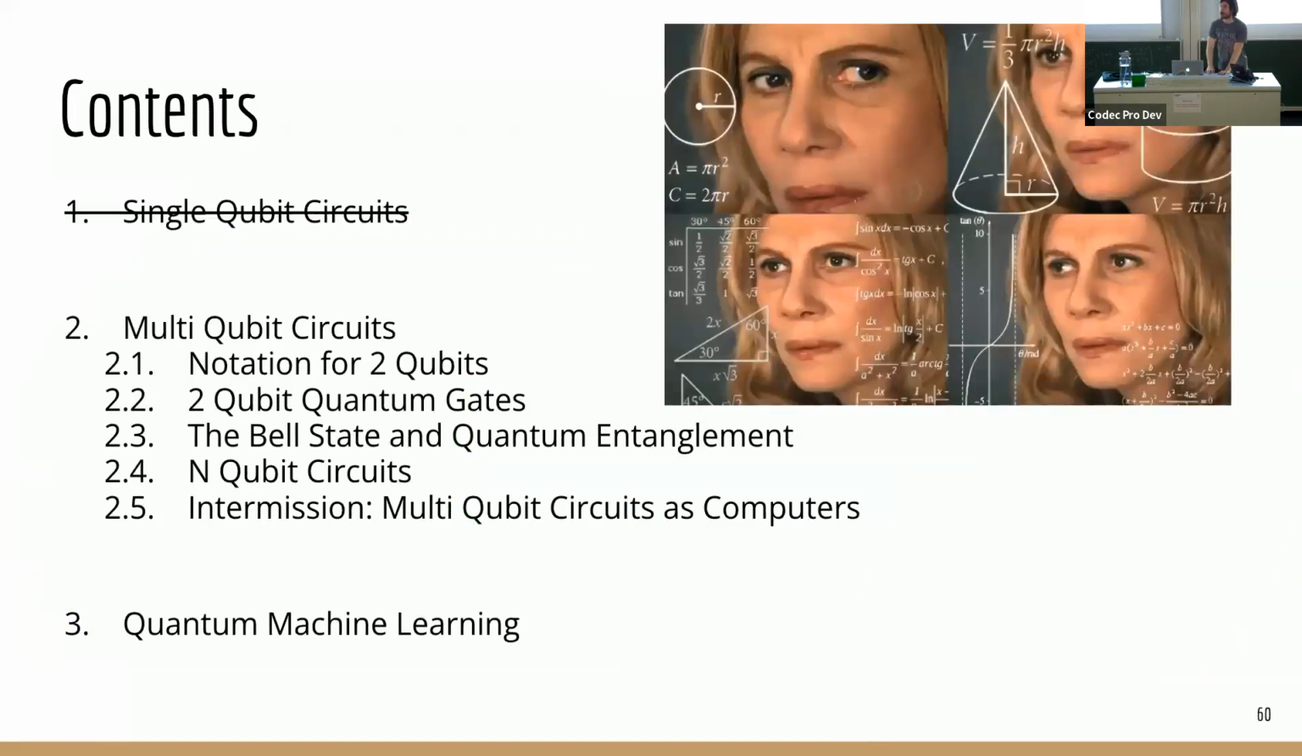Okay, that concludes our section on single qubit circuits. I think that this would be a natural point for a break. I would say, just in the interest of making sure we have enough time, maybe 7 minutes or something. Yeah, but let's go for a 7-minute break. And then we can move on to talking about multi-qubit circuits and then close with an outlook on quantum machine learning.